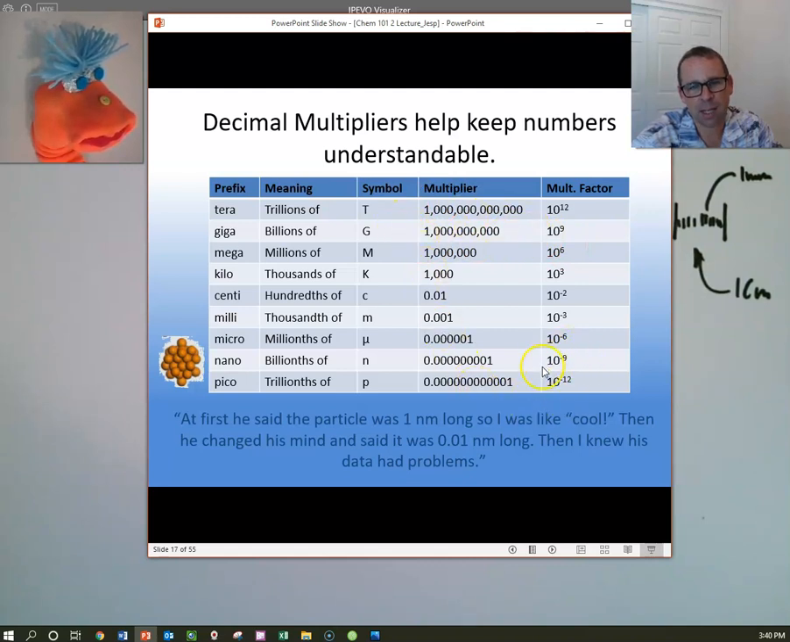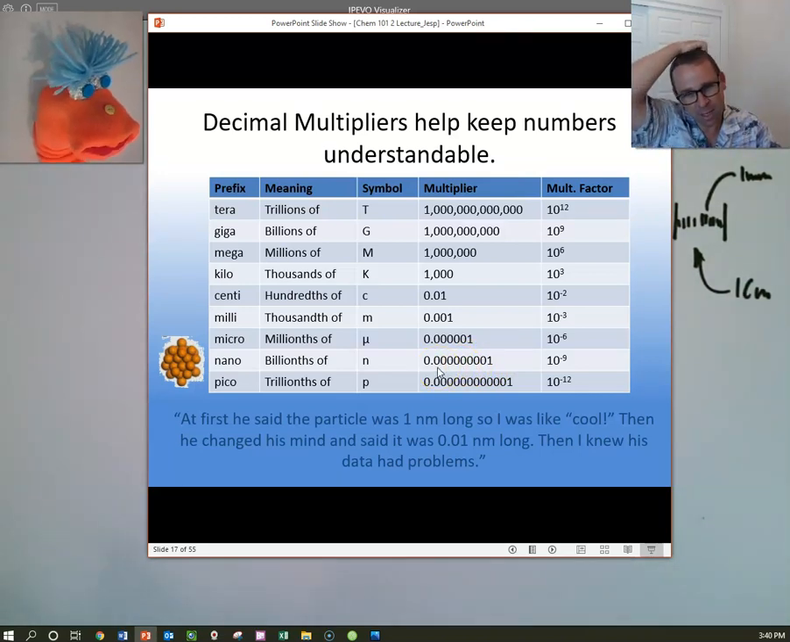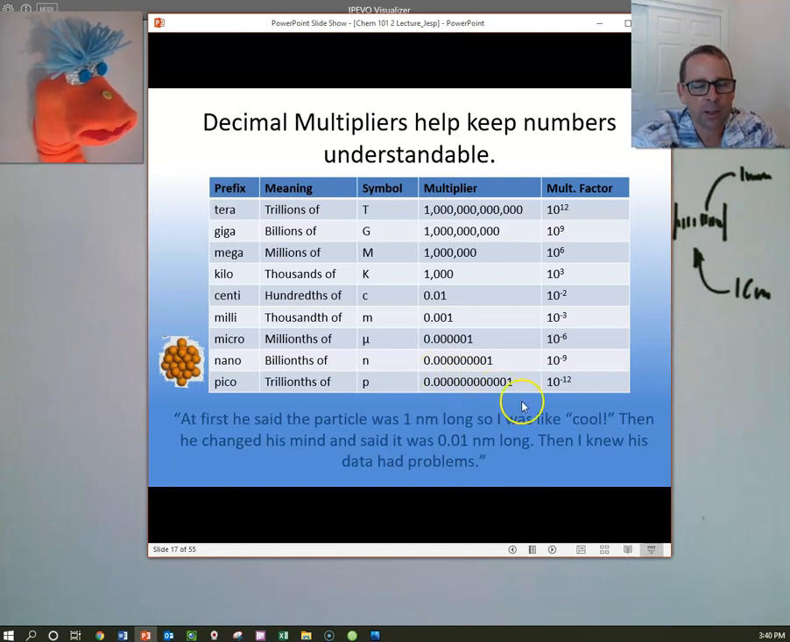10 to the minus 9, right, means we move the decimal place over 9 times. You take 1 and you move the decimal place over 9 times, or you're dividing by 10 9 times. Okay? So when we say 10 to the 9th, it's 1 with the decimal place moved over 9 times, and that's basically 9 zeros. 10 to the 9th, that's 1 with 9 zeros after.